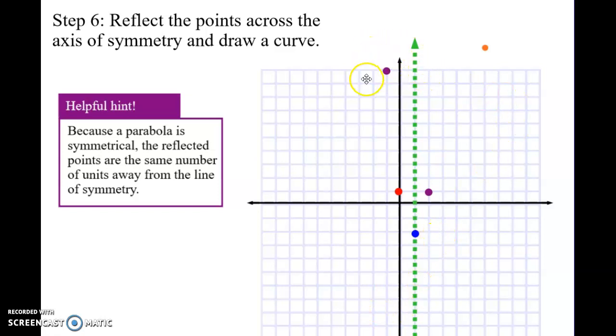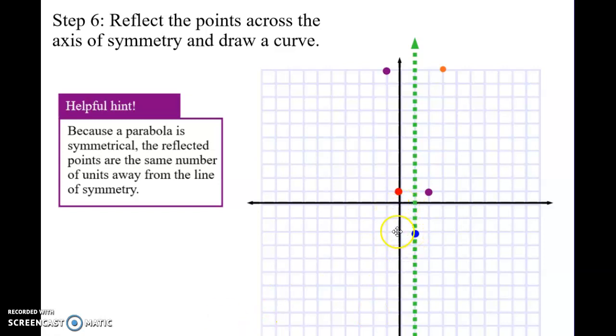When we graph this other point at negative 1, 10, we find that it's 2 away from the axis of symmetry. Therefore, we can draw another point. The reflected point would be at 3, 10. It's 2 away from the axis of symmetry, just like negative 1, 10 was 2 away from the axis of symmetry. And that's your graph.